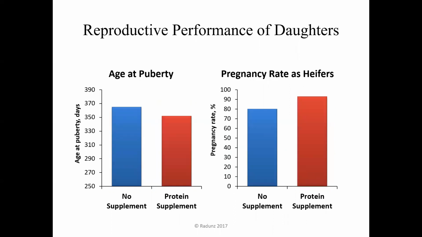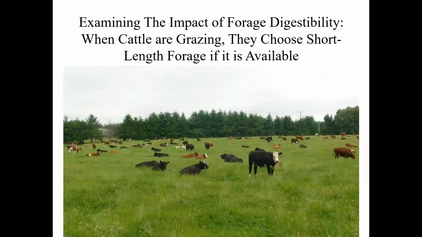If we looked at reproductive performance of the heifers, for the heifers that were born from cows that were supplemented with protein, they had a lower age at puberty, which resulted in a greater pregnancy rate in those heifers. Truly economically important. So I want to look a little bit now at forage digestibility and how we impact forage digestibility with management.